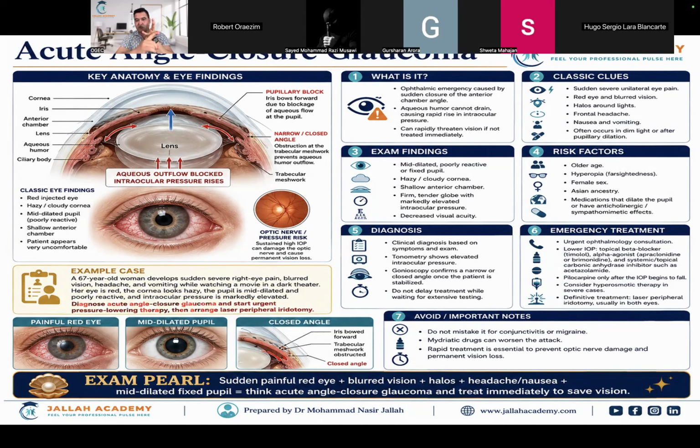If they ask you what is the investigation, fundoscopy, also you can do tonometry to check the intraocular pressure. Tonometry. If they're asking you what is the best next step in investigation, tonometry. If they're asking you about the confirmatory test, go with gonioscopy. Tonometry is the first best investigation. Gonioscopy is the confirmatory investigation.